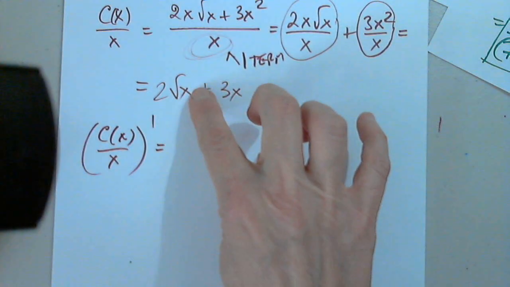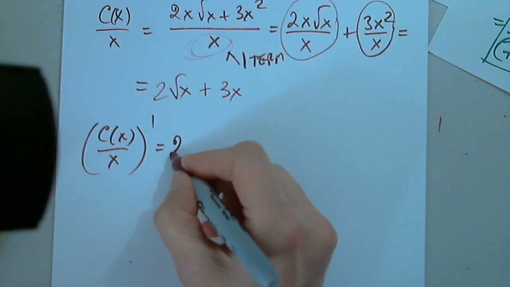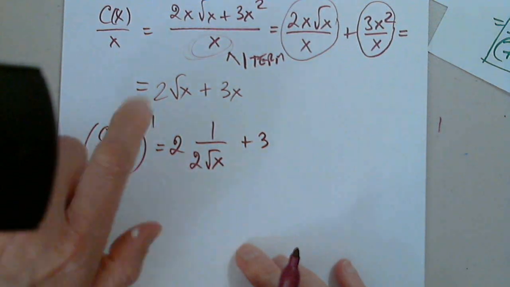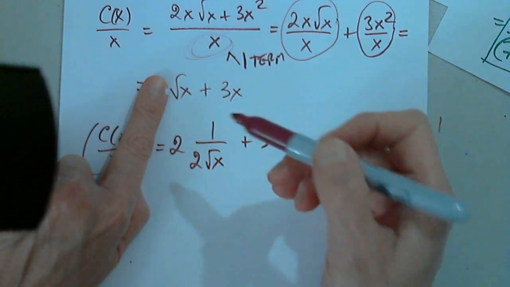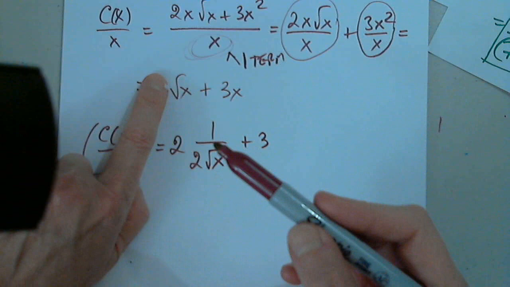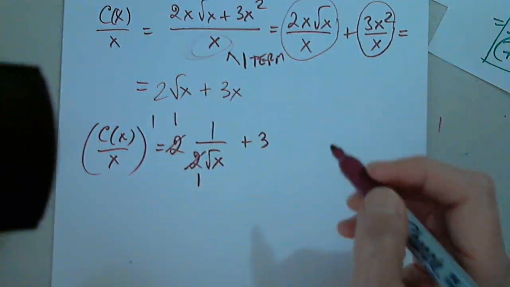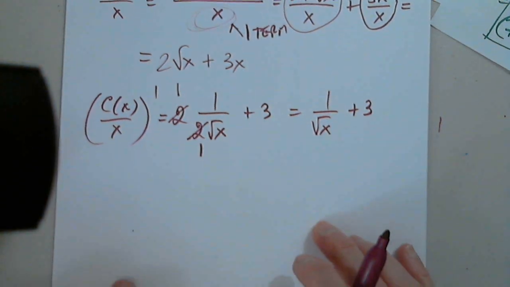Can anyone differentiate this for us? 1 over 4 square root of x plus 3. Leave the constant alone. You'll make your life always easier. Leave the constant alone, differentiate the square root of x, and you get 1 over 2 the square root of x. Now we simplify because this 2 is in the denominator and this 2 is in the numerator, so we only have 1 over the square root of x plus 3.